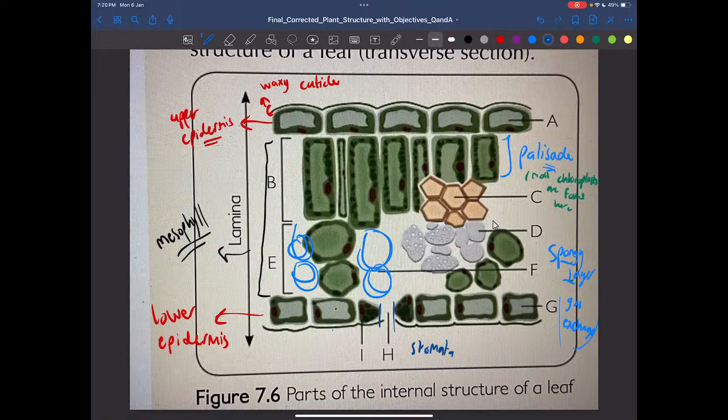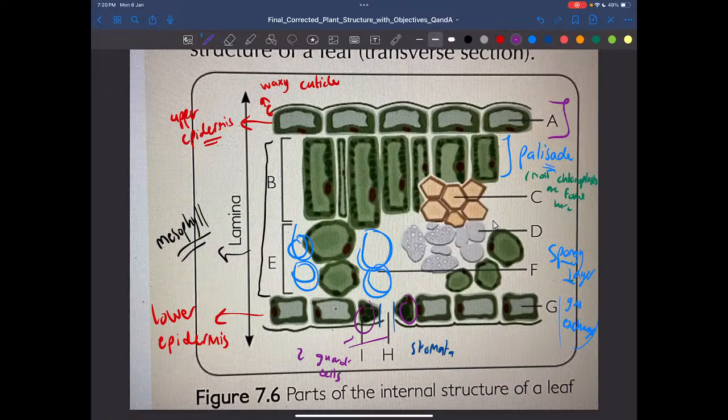How is carbon dioxide going to enter and how will oxygen leave? There must be a pore, an opening that allows the gases to diffuse in and diffuse out. And this opening is the stomata, and the stomata is always surrounded by two guard cells. These guard cells have a thick cell wall just for protection of the stomata. Now, one important thing: in the upper epidermis, we don't have that many stomata.